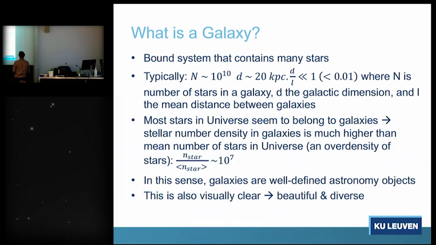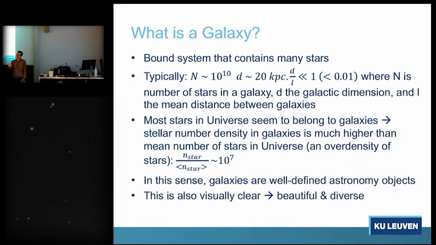Now, the number of stars is, say, 10 to the 10. It's a typical number. It can be 10 to the 9, it can be 10 to the 11, but many stars. A typical scale for the luminous disk in a system like our own Milky Way is about 20 kiloparsecs. That's a rough number, of course. And if you compare this to the mean distance between galaxies, the ratio is much, much smaller than unity.